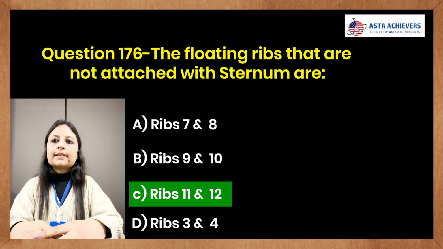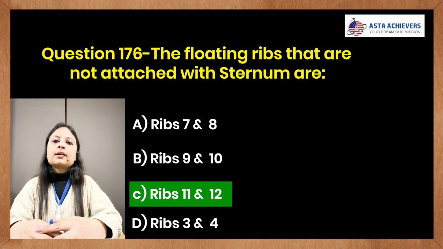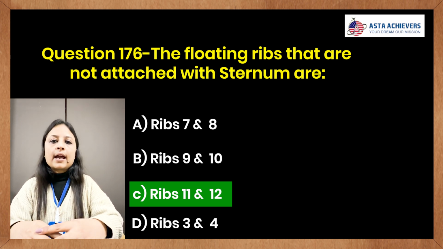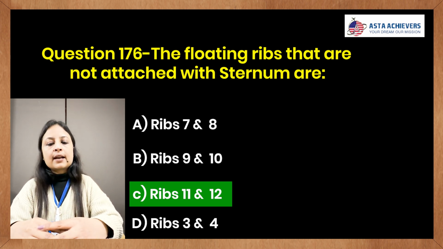Question 176. The floating ribs, which are not attached to the sternum, are: option A, ribs 7 and 8. Option B, ribs 9 and 10. Option C, ribs 11 and 12. And option D, ribs 3 and 4. So option C, ribs 11 and 12, is the correct option.